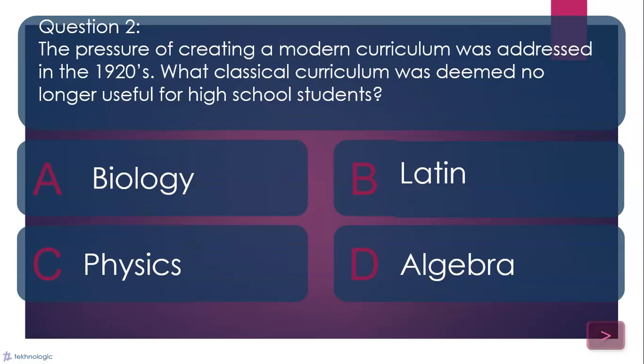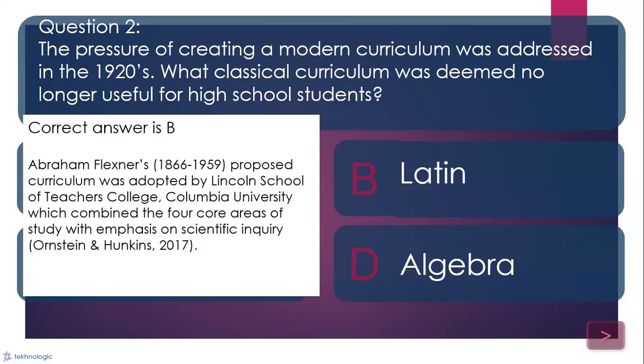Question 2. The pressure of creating a modern curriculum was addressed in the 1920s. What classical curriculum was deemed no longer useful for high school students? A. Biology. B. Latin. C. Physics. D. Algebra. If you answered B, you are correct.